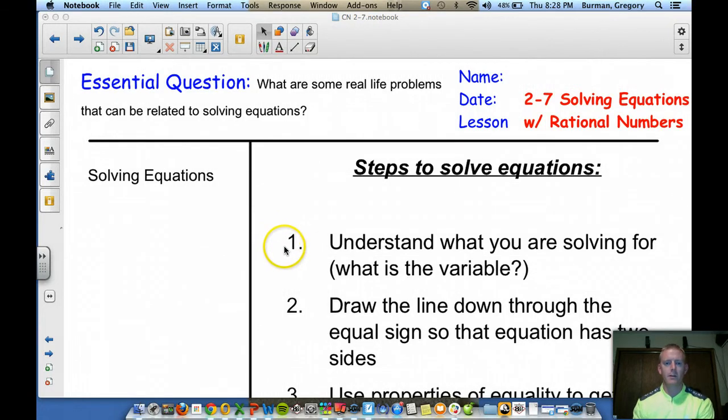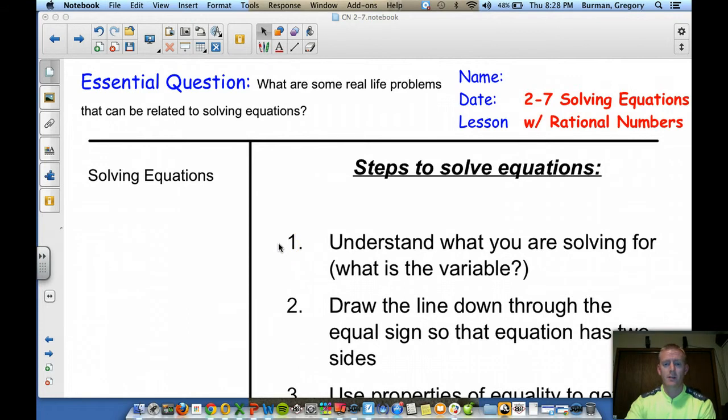Okay, ladies and gentlemen, we are talking 2-7 today. 2-7 is being able to solve equations with rational numbers. Remember, rational numbers are anything that you can write as a fraction. So we will be dealing with decimals and fractions while solving equations.